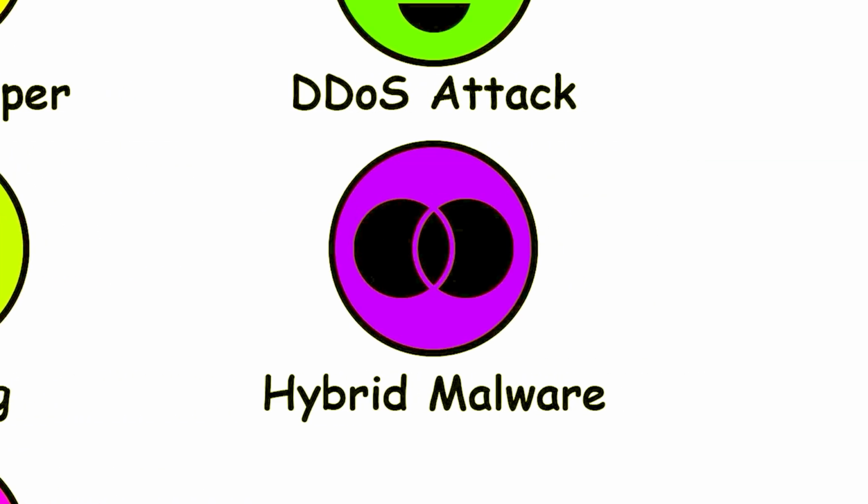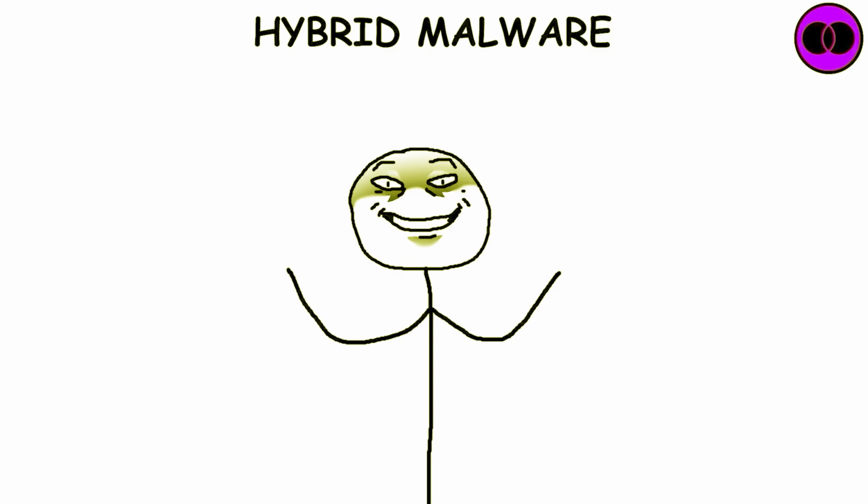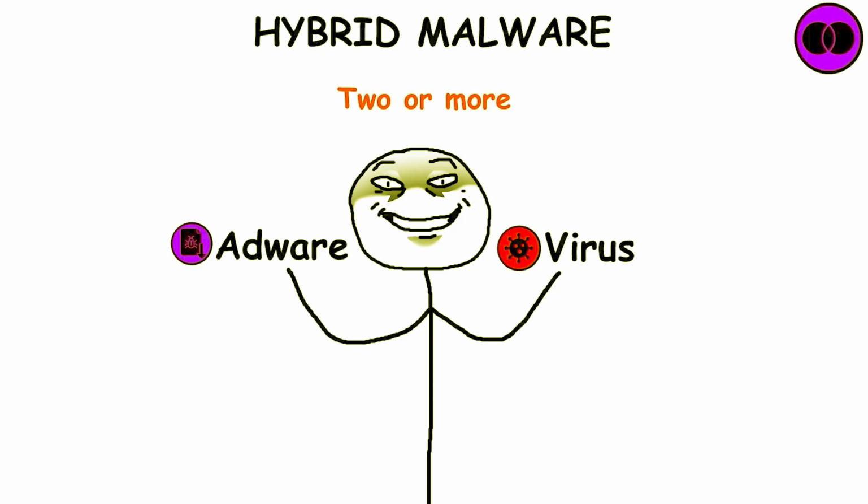Hybrid malware. This term refers to the contemporary use of two or more types of malware by an attacker in a single attack. Most of the time, these combinations consist of Trojans and worms or adwares and viruses.